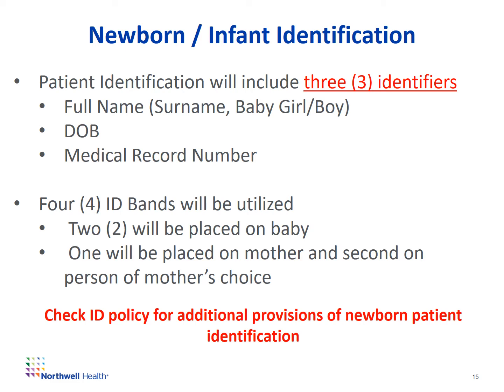Newborn and infant identification will include three identifiers: full name, date of birth, medical record number. 4 ID bands will be utilized. 2 will be placed on the baby, 1 will be placed on mother, and second on the person of mother's choice. Please check ID policy for additional provisions of newborn patient identification.